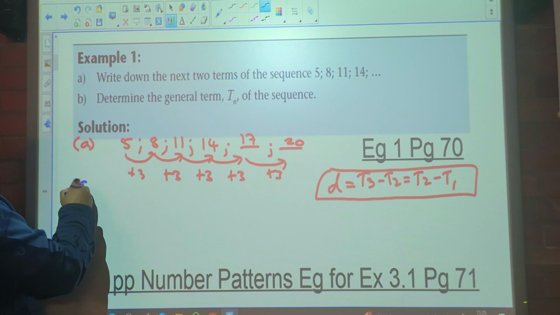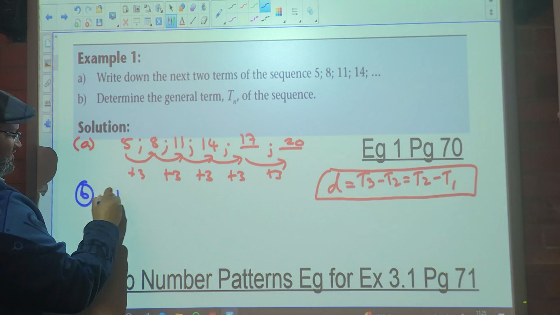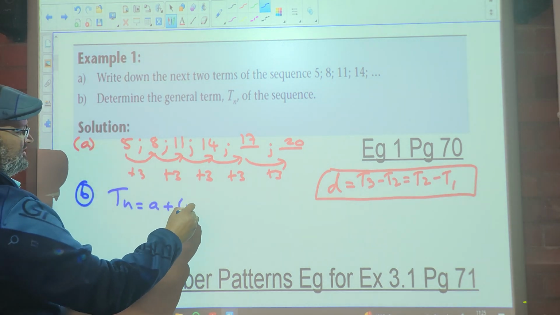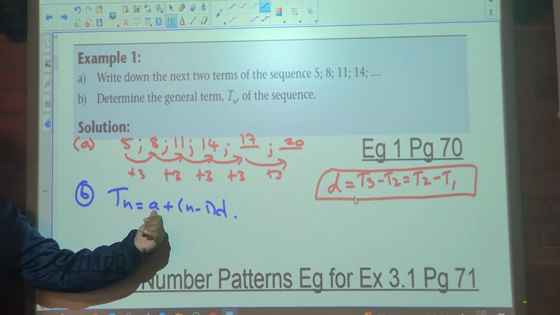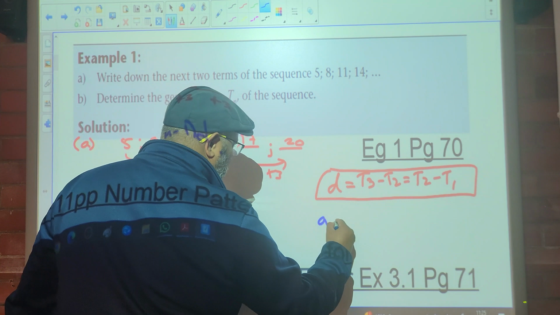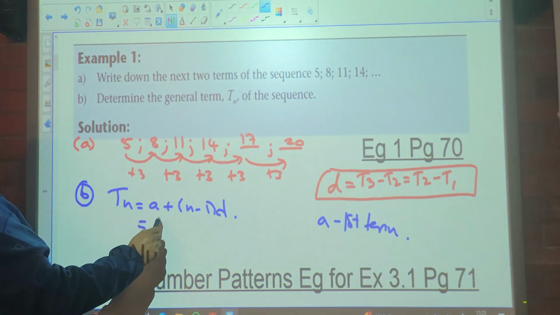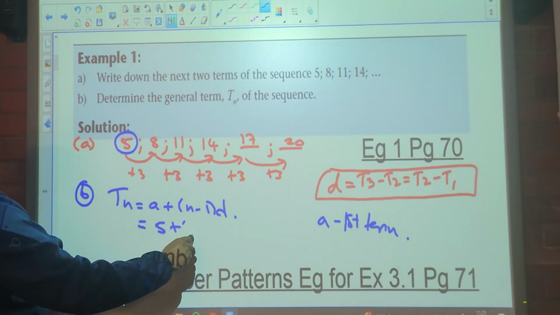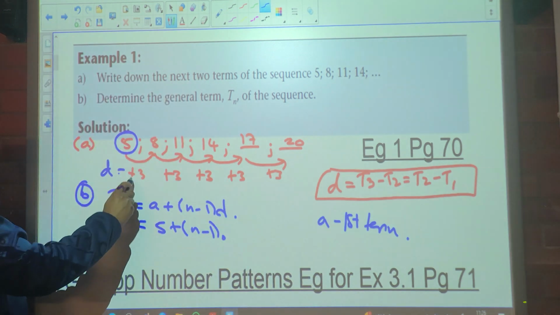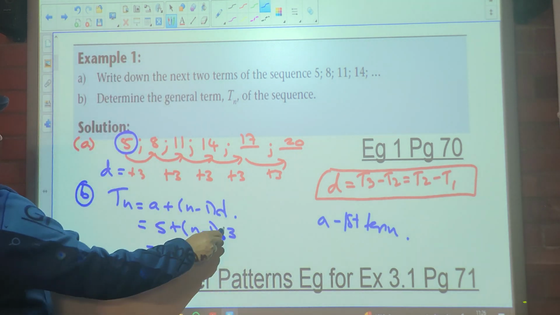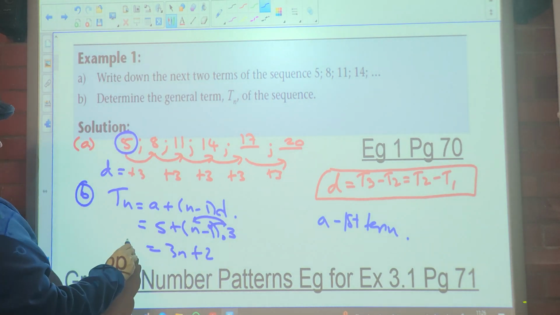Part B of the question says determine the general term Tn of the sequence. So remember, what is the general term? Tn is equal to a plus (n minus 1)d, where a is the first term of the sequence. In this case, what is my first term? 5. Plus (n minus 1) times my d value, which is 3. As you can see, this is your common difference here. So I just multiply this in. I get 3n minus 3 plus 5, which is 3n plus 2.